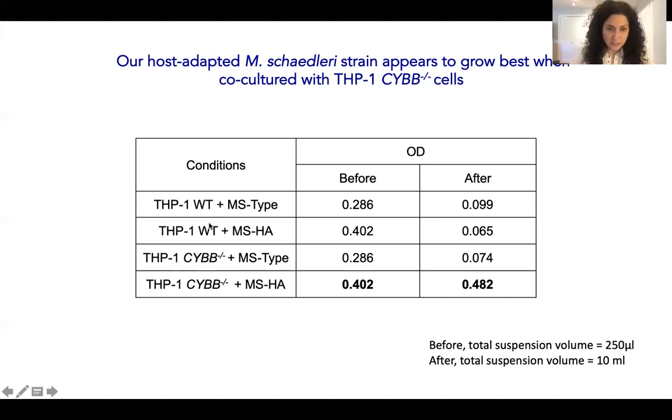And interestingly, we found that only in the THP1 CYBB knockout cells that were co-cultured with our host-adapted M. chedlari did we see that the host-adapted M. chedlari really grew a lot more, or proliferated a lot more, in this co-culture context. So this suggests that there's something about the milieu generated by the CYBB or GP91 knockout context that favors the growth of our host-adapted strain of M. chedlari.